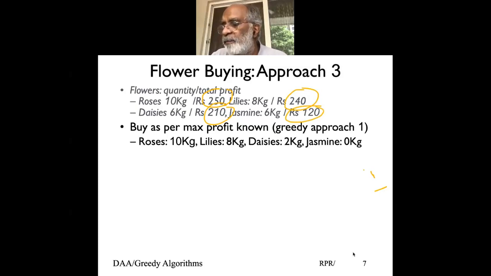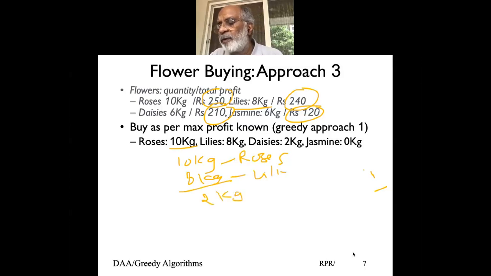So that means I'll buy roses, 10 kg. Once I buy roses 10 kg, my bag is 20 kg, so I'm left with 10 kg of weight. Then I buy lilies 8 kg. So I have 8 kg of lilies and 10 kg of roses. I'm left with 2 kg weight now. So I buy 2 kg of daisies and I'm done, got 20 kg, and I don't buy any jasmine at all.